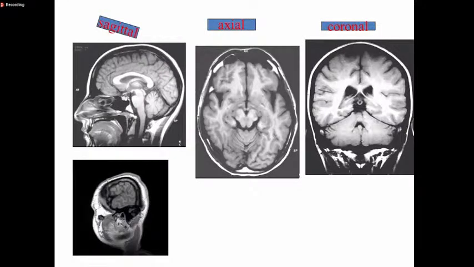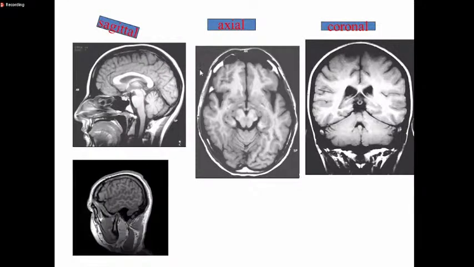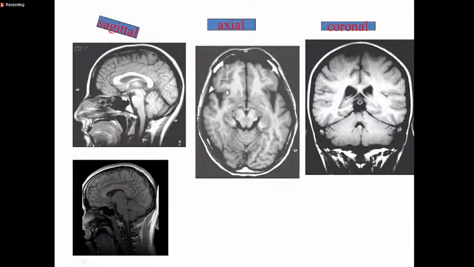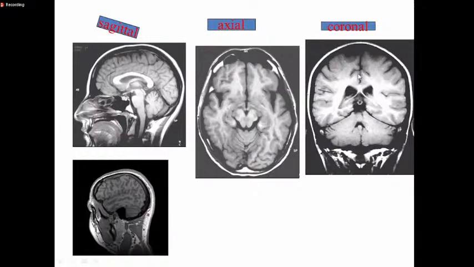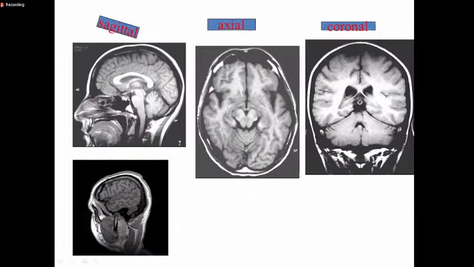Another advantage is that when you do MR, you're able to do the three planes. You don't have to do any reconstructions. You get sagittal images, you get axial images, you get coronal images. Just at once, you don't have to do any reconstruction.